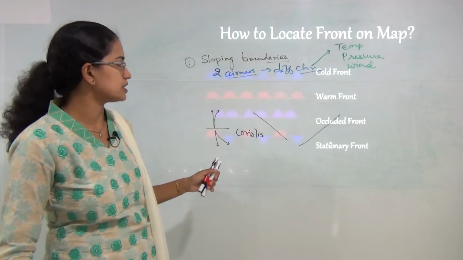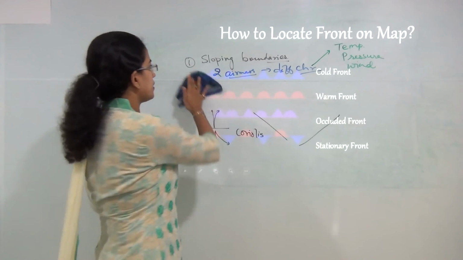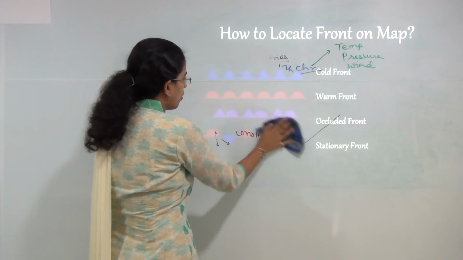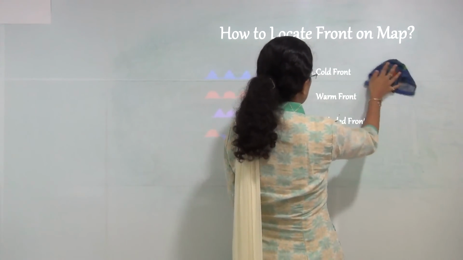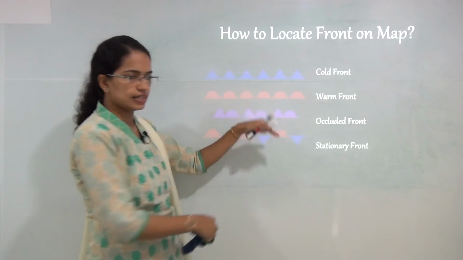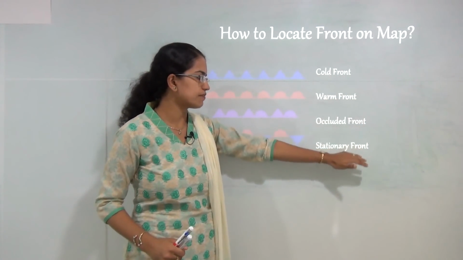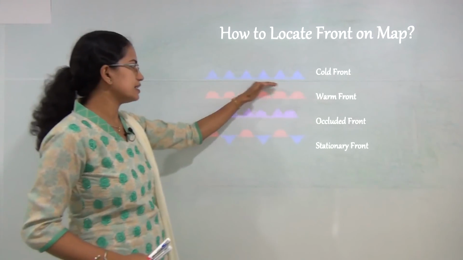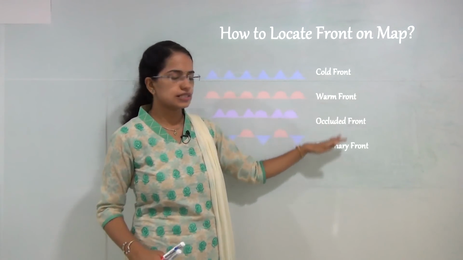Now front formation can be understood on the map and it can be located on the map. Here are some of the common symbols that we use on a map to denote the four types of fronts that we will be studying in detail later in this session. So you have the cold front, warm front, occluded front and stationary front, and these are the conventional symbols that we use to understand these types of fronts.